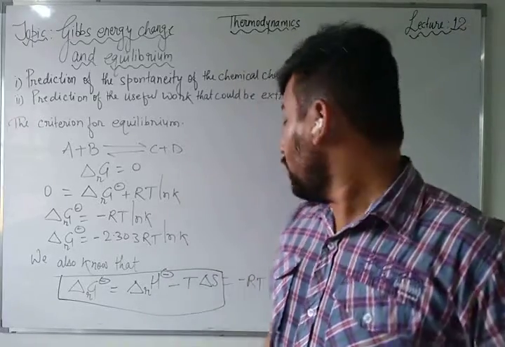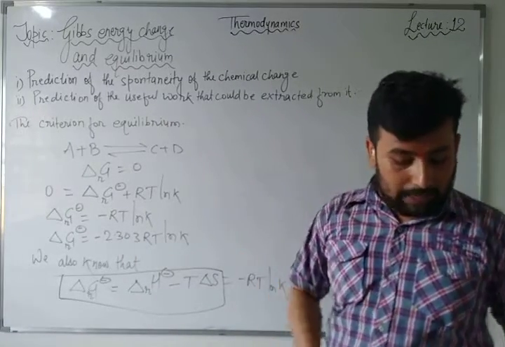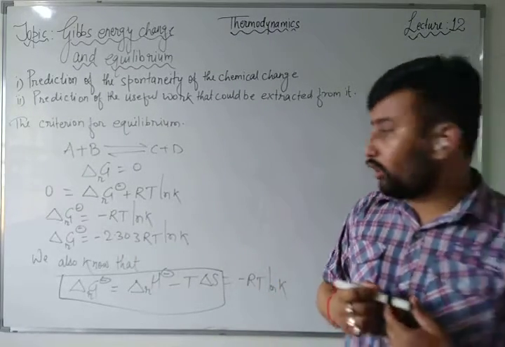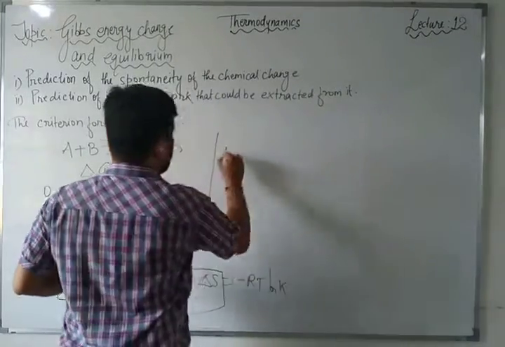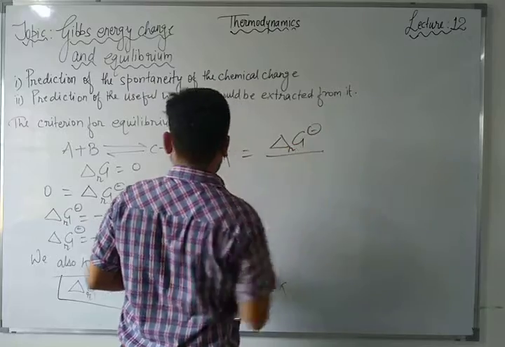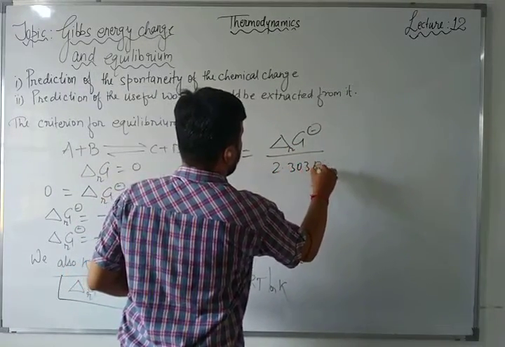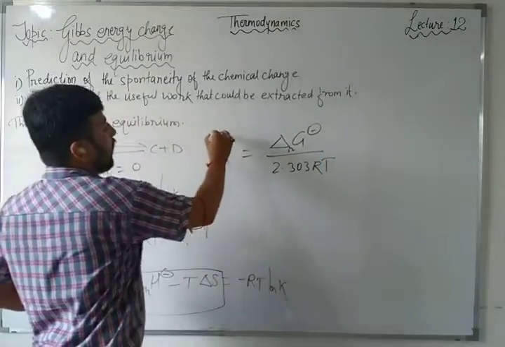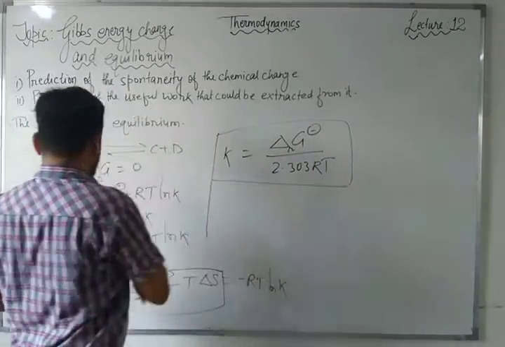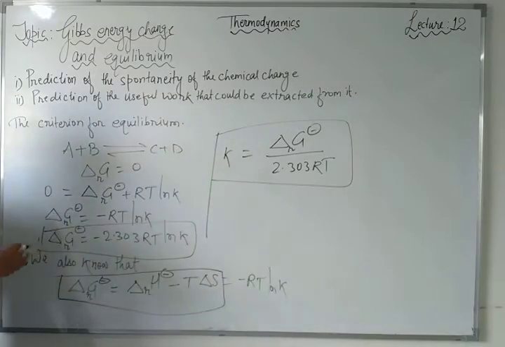So what we are doing, we have to just use this formula: log K is equal to minus delta G upon 2.303 RT. Okay, so you can use this formula also for calculating the numerical values. It's very easy.